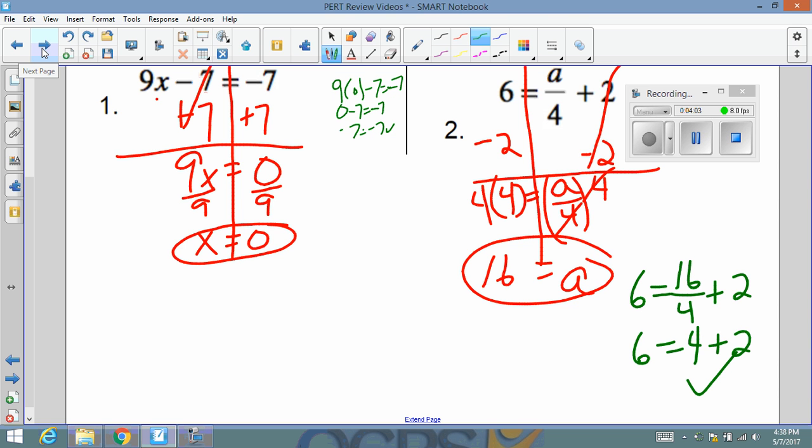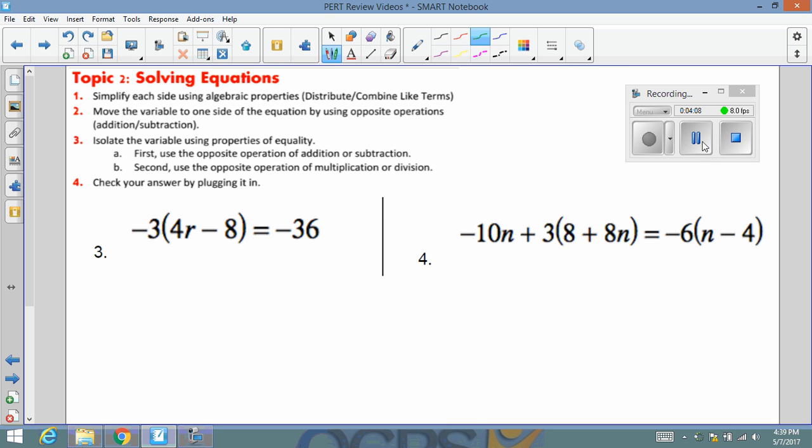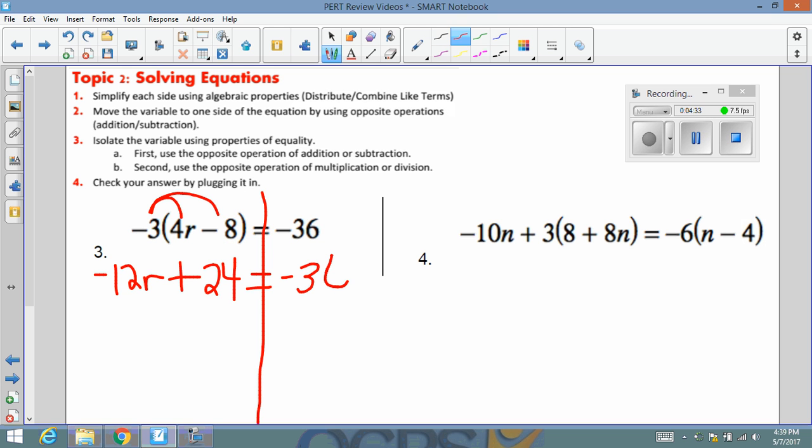Let's look at some that are a little bit more interesting. So in each of these, I do have to simplify each side. And I know I need to simplify each side simply because there's parentheses, so I know I can distribute. So I'm going to start in number 3 by distributing my negative 3. So negative 3 times 4r is negative 12r. Negative 3 times a negative 8 is a positive 24. Nothing to simplify on the right-hand side.